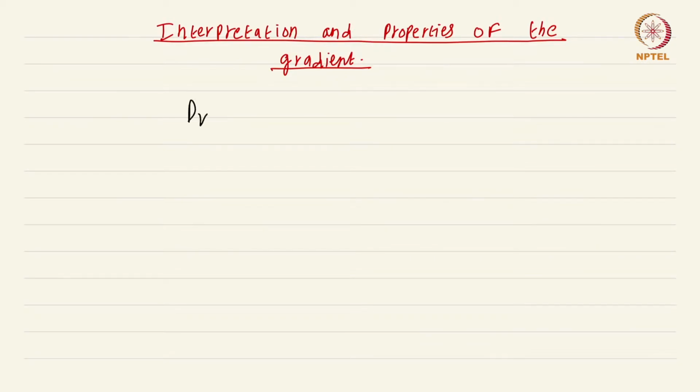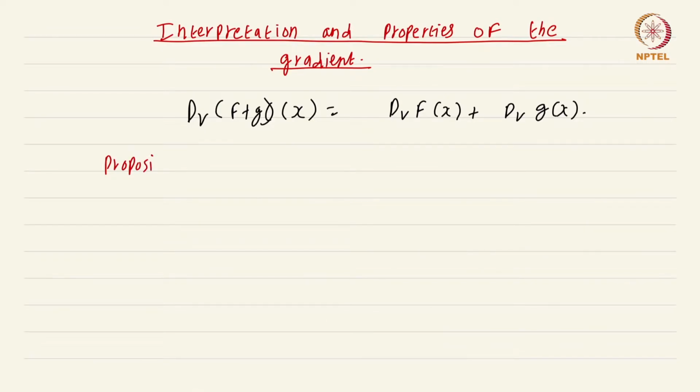These are things like D_v of (f + g)(x) is equal to D_v f(x) plus D_v g(x). So such things are very easy and obvious. I'm going to leave it to you. So let me begin by stating a proposition and not proving it, because this is also a very easy proposition.